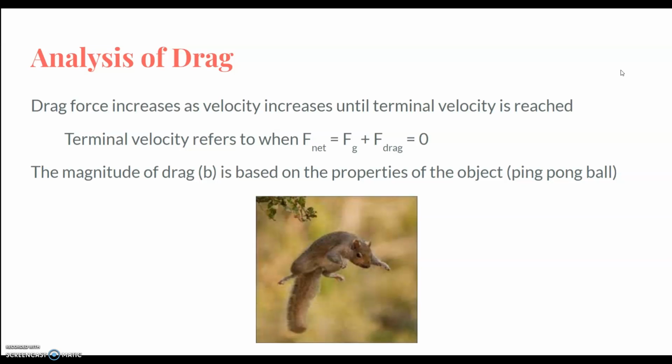So before I get to those errors, I'm going to analyze drag. Just give a brief explanation. Drag forces increase as the velocity increases until terminal velocity is reached. So what is terminal velocity? Well, terminal velocity is the speed when F net equals 0. In other words, the force of gravity and the force of drag are equivalent, so we're not speeding up or slowing down once we reach terminal velocity. The magnitude of drag, B, is based on the properties of the object, in my case the ping pong ball.